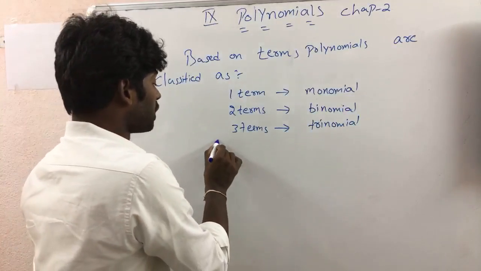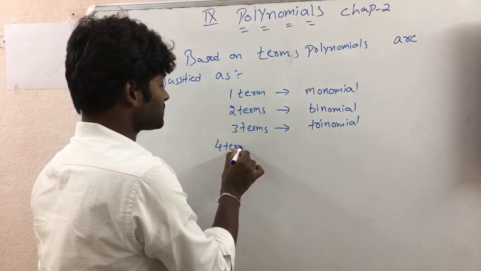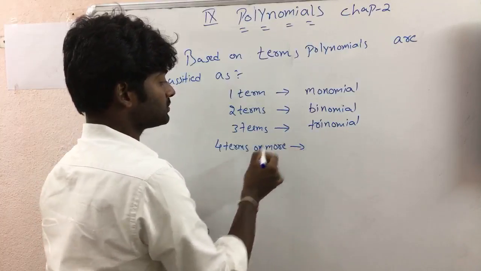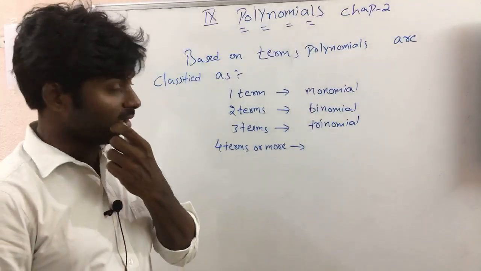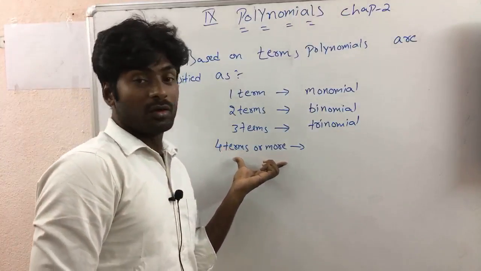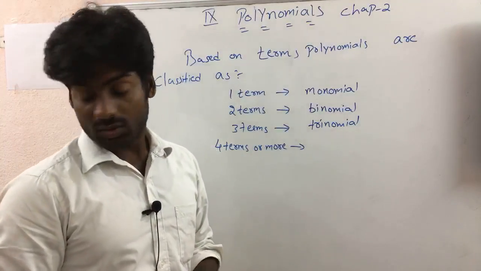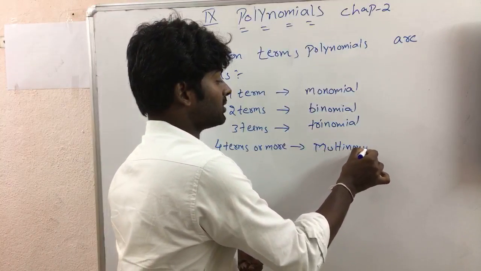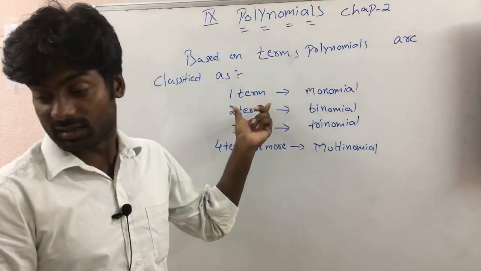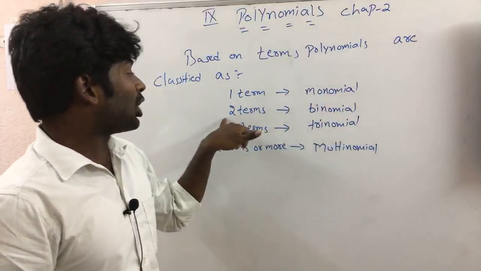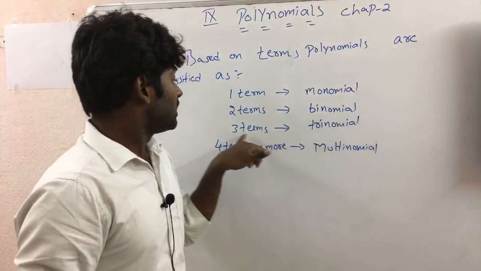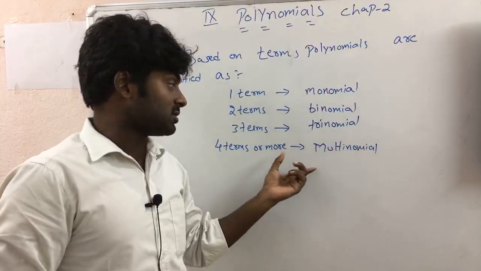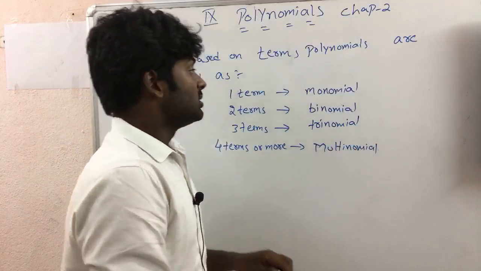Now, if the polynomial has four terms or more, generally it is said to be multinomial. That means if the polynomial has only a single term, it is said to be monomial. If it has two terms, it is binomial. If it has three terms, it is trinomial. If it has four or more terms, it is multinomial.